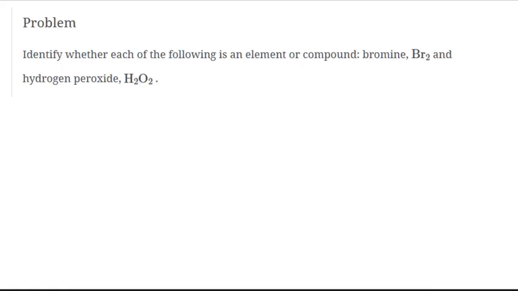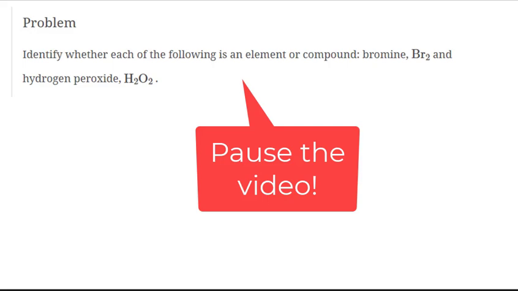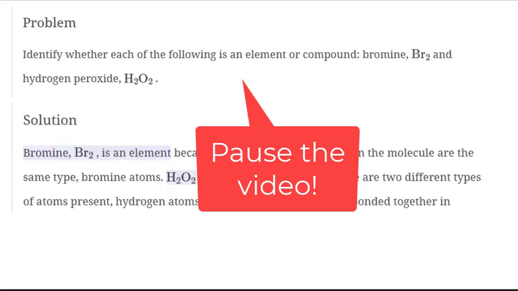Let's look at a problem. Identify whether each of the following is an element or a compound. Bromine and hydrogen peroxide. Why don't you pause the video and try. How did you do?